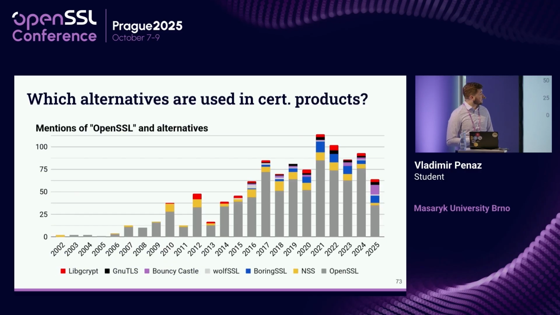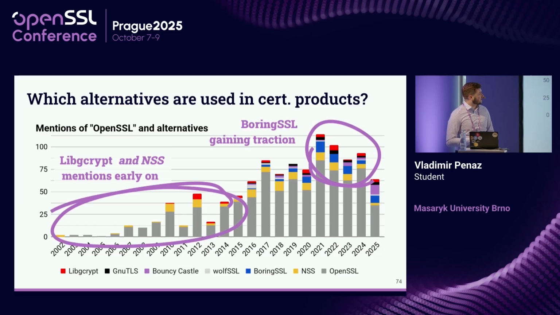And if you take a look at the forks and the alternatives in this chart, we again can see some trends: libgcrypt and NSS are used from the beginning until now. And here BoringSSL is gaining popularity and is used more and more, because we can see that it's getting a significant part of the market in the last few years.